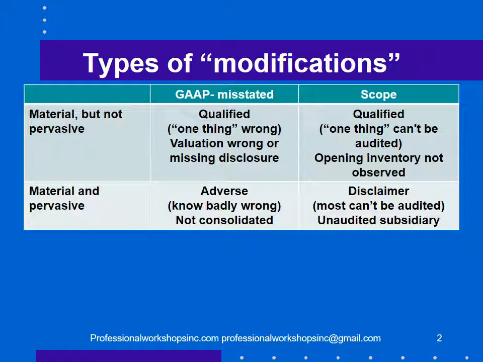If it's material and pervasive with respect to scope, it's called a disclaimer. There's a whole bunch of stuff we can't audit. There's an unaudited subsidiary, for instance, that's consolidated, and we just go, well, we have no idea. So those are the 4 types. 2 are called qualified, adverse, and disclaimer.